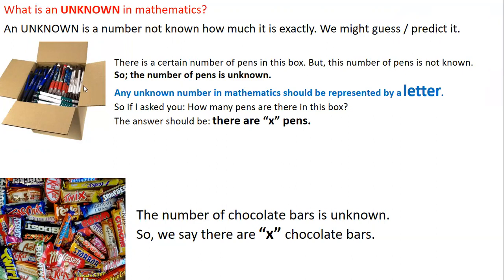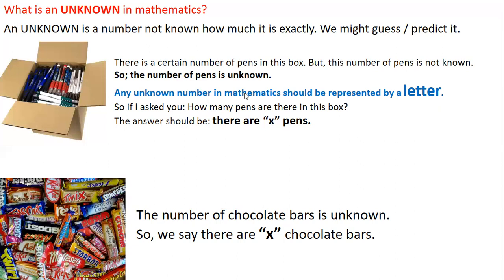As I told you, if I asked you how many pens are there, you might guess the number of pens. You might predict it, but you cannot tell me exactly how many pens are there inside the box as you are looking at the box. So you will tell me there is a certain number of pens in this box, but this number of pens is not known. So the number of pens is unknown. Please pay attention.